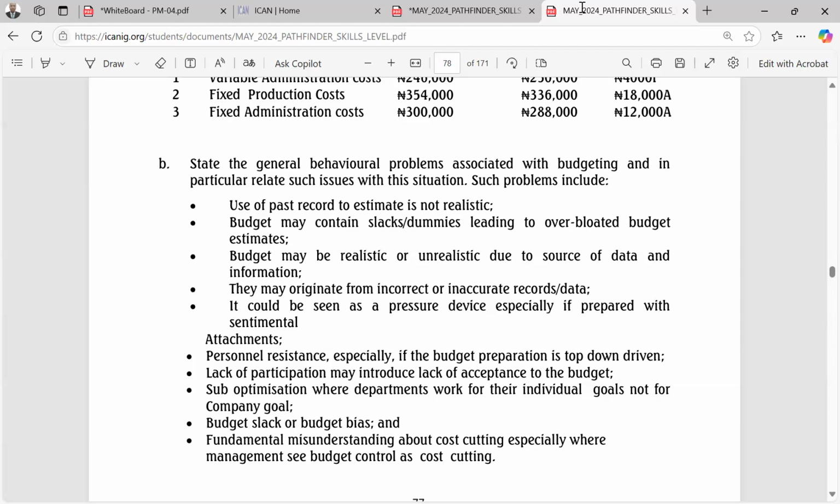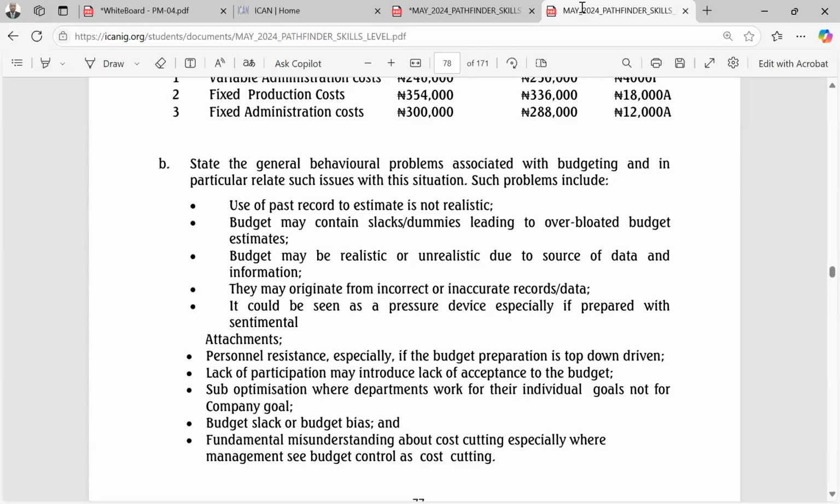Sub-optimization, where departments work for individual goals, not for company goals. Something called goal congruence. It means that what affects the group as a whole is what you should follow, irrespective of whether it is against your own benefit or not. So if you are trying to work only for yourself, you want to make yourself better at the expense of the company, then it means the company will suffer.